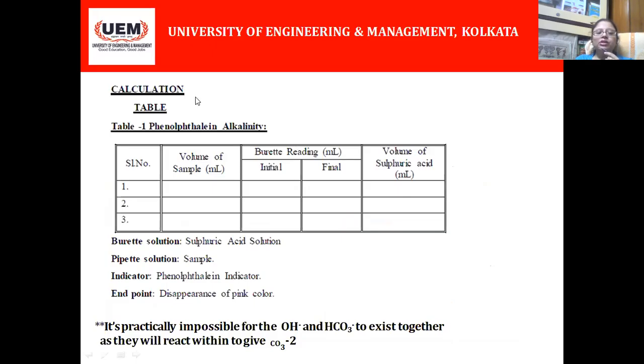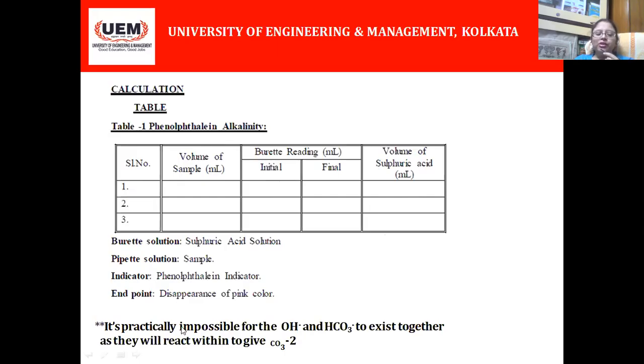So what is the calculation? For phenolphthalein alkalinity, I am showing it. The methyl orange alkalinity is the same as this. So you are taking the volume of the sample, it is 10 ml over here. Burette reading for phenolphthalein, you are getting a burette reading over here. You have to take 3 successive readings. Then you are getting the average. So the indicator is phenolphthalein. Disappearance of the pink color is your end point. Now in the burette you are taking the sulfuric acid solution.